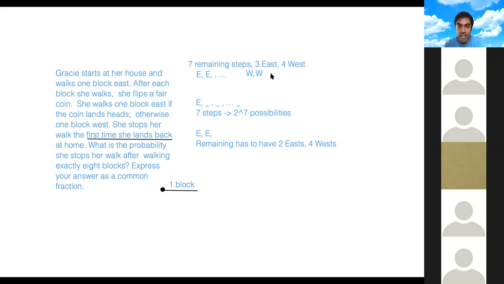So we know the 8 total steps. First 2 are east, last 2 are west. So there's 4 in the middle. And these 4 have to be 2 east and 2 west. So what are the possible choices? It could be east, east, west, west, east, west, east, west.